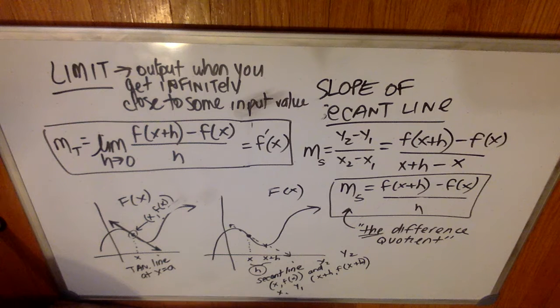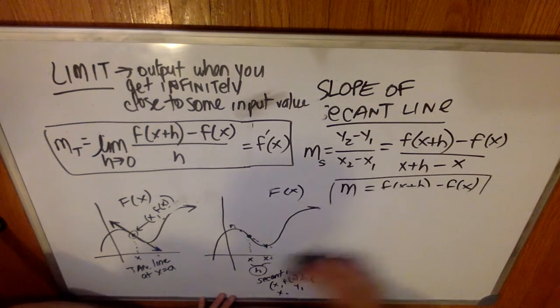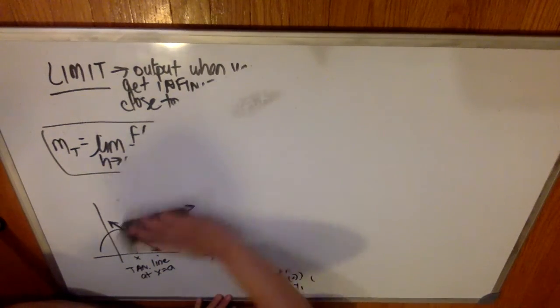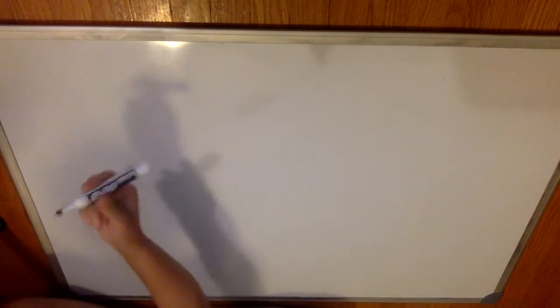So let's walk through an example, just to show you what I mean by finding the slope of a secant line. And then we're going to spend a lot of time on limits for the rest of this chapter. So let's walk through an example. All right.